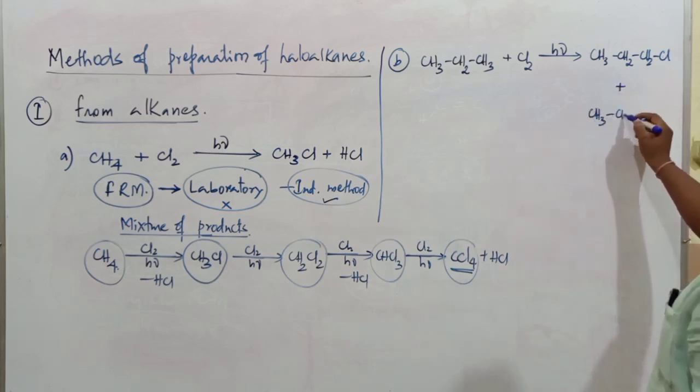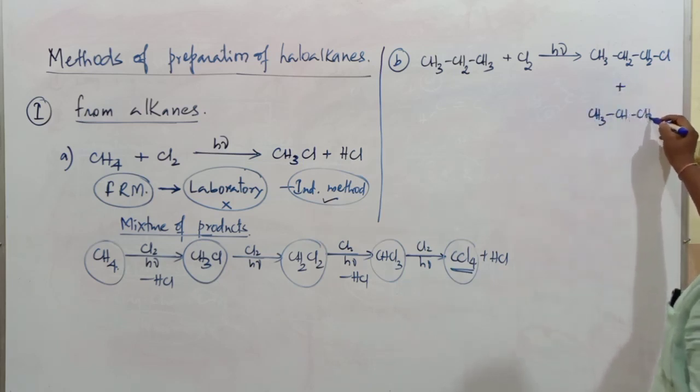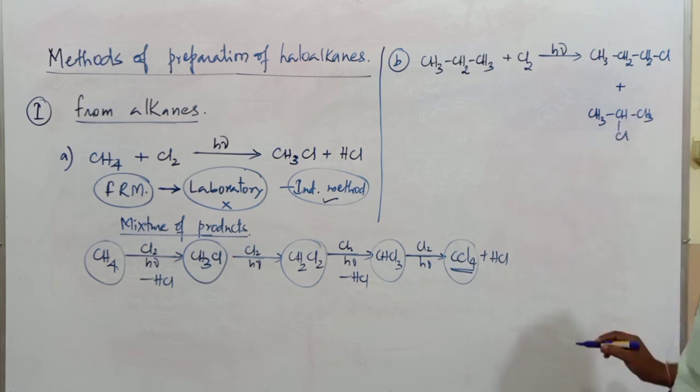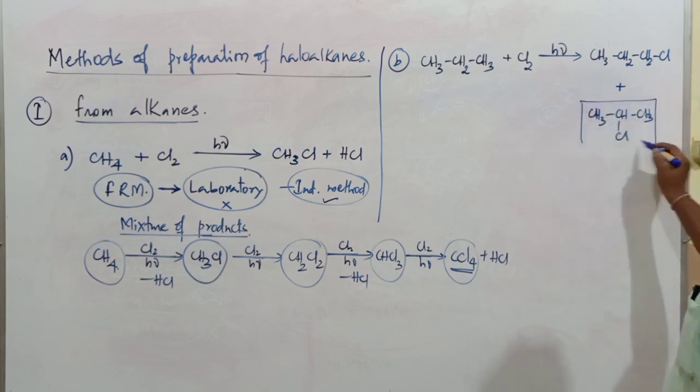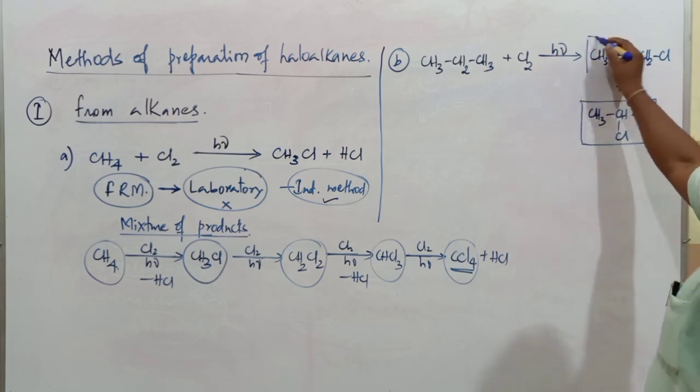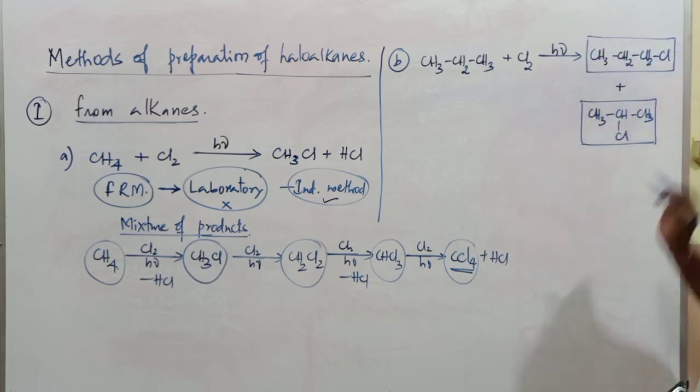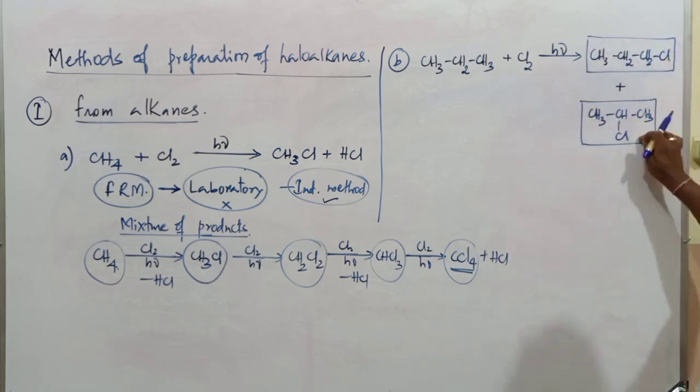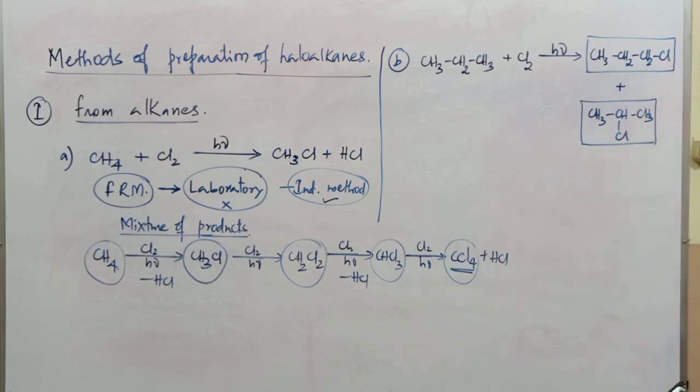One more compound is possible here. This is CH3, CHCl, CH3. It is called 2-chloropropane, and the other compound is called 1-chloropropane. Both are going to be formed in this reaction. But between these two products, which is the major product and which is the minor product?